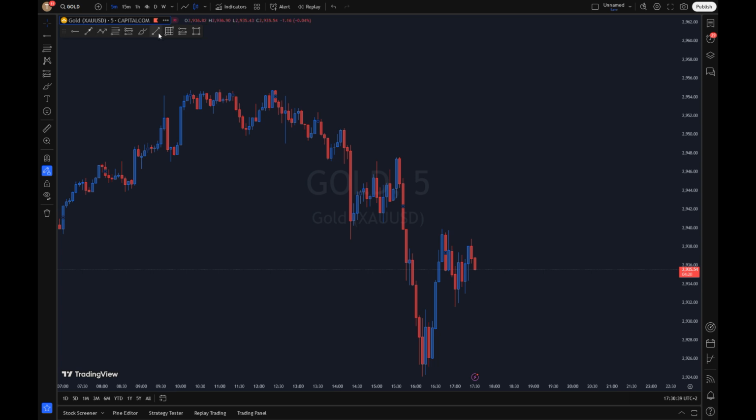So right here we have this kind of structure, and also we had a takeout level.